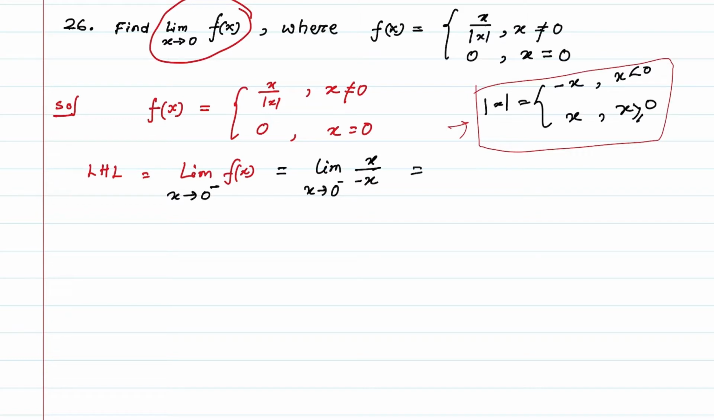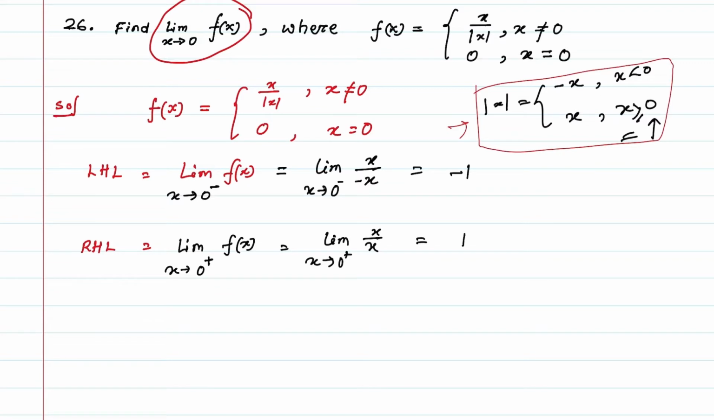So in this case it will be minus 1. Okay, now let us find the right hand limit. So here we are going to write x tends to 0 positive means right hand limit of f of x, which is going to be equal to limit x tends to 0 positive here. So now we are taking x by x because we are taking this for x greater than 0 for the right hand limit. Okay, so hope you got it. So then its result will be plus 1.